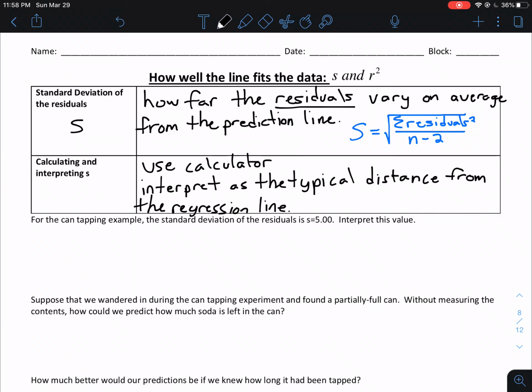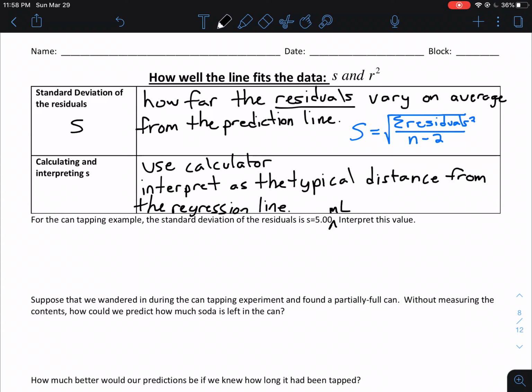As for interpreting it, we will interpret it as the typical distance from the regression line. So let's talk about this first one, the can tapping example. I'm sure you remember this example, we were tapping on the cans of soda to figure out how much soda would be left after so many taps. The standard deviation of the residuals was S equals 5, and this was a typo. It should have said 5 milliliters. So there is a label for S, and in this case we are measuring the soda in milliliters. It then asks us to interpret this value.